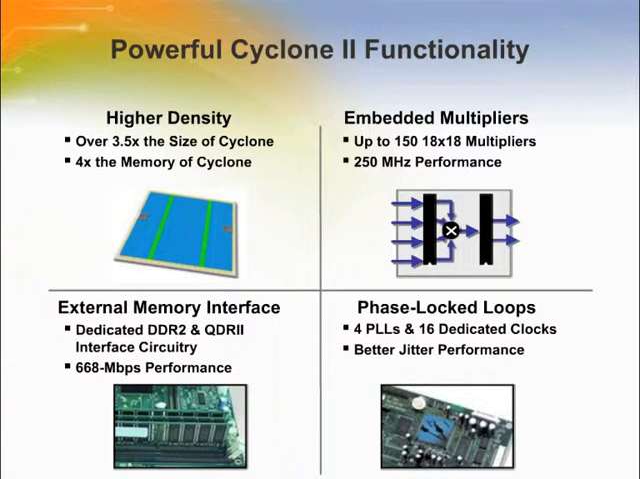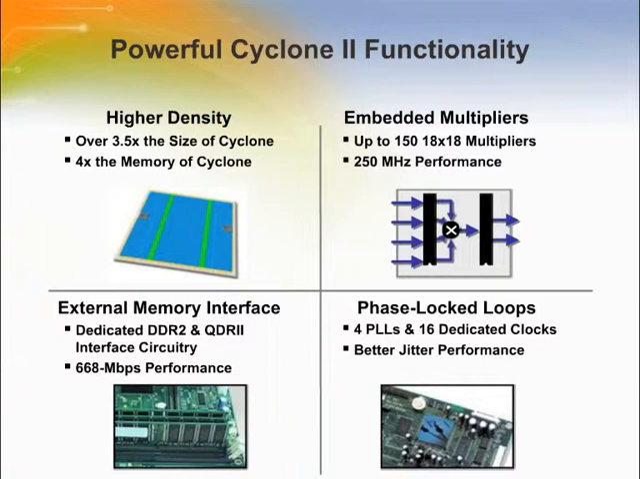Cyclone II devices support a broad range of external memory interfaces such as SDR SDRAM, DDR SDRAM, DDR2 SDRAM, and QDR II SRAM. Dedicated clock delay control circuitry allows Cyclone II devices to interface with an external memory device at clock speeds up to 167 MHz or 333 megabits per second for DDR and DDR2 SDRAM devices, and 160 MHz or 667 megabits per second for QDR II SRAM devices.